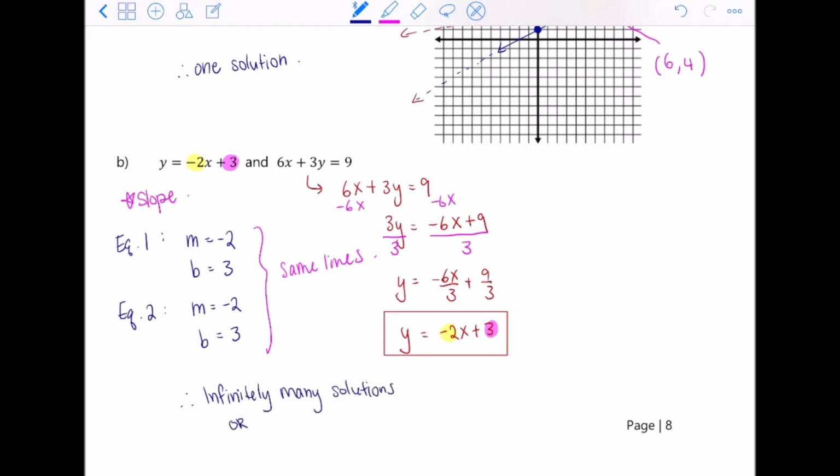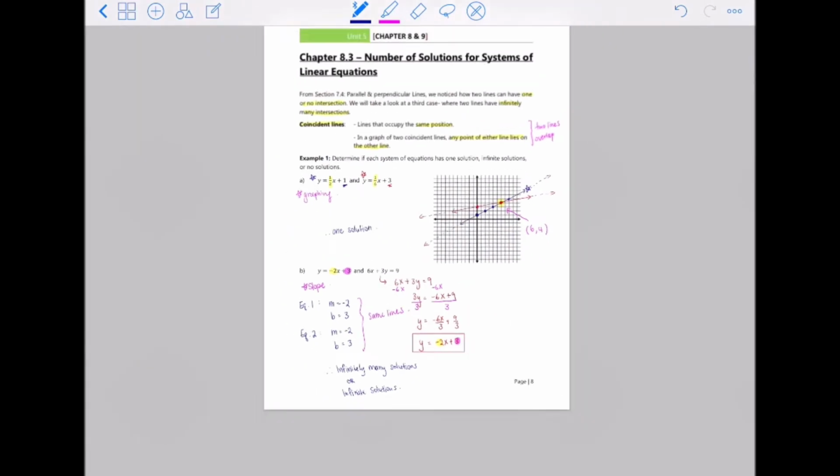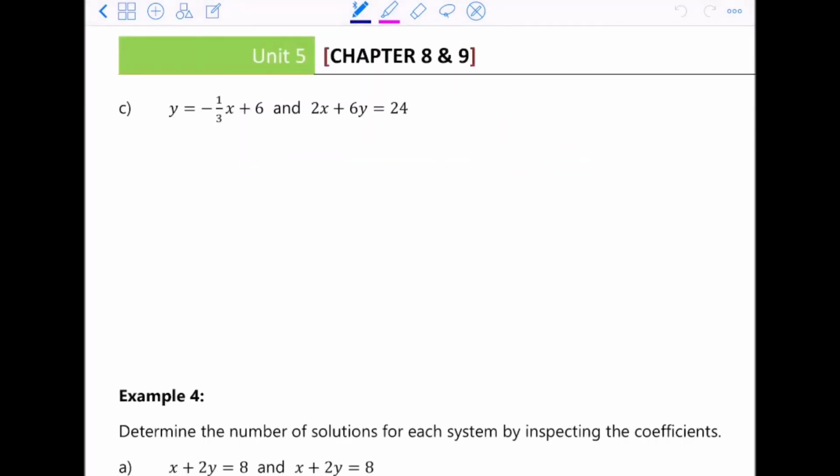Or you can also say infinite solutions. On to part C. So we were given 2 equations. Same idea, we're going to check the slope and the y-intercept.